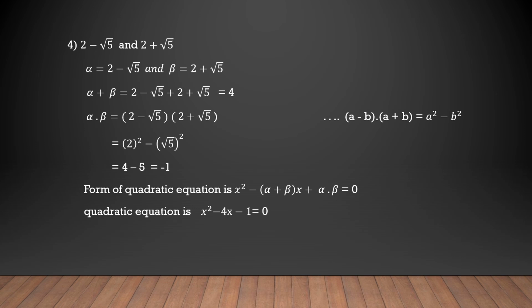Then alpha into beta. Here alpha is 2 minus root 5. So 2 minus root 5 into 2 plus root 5.